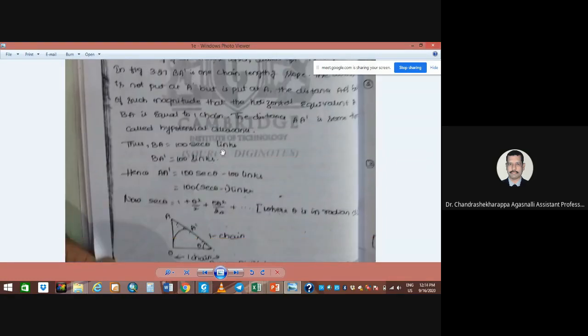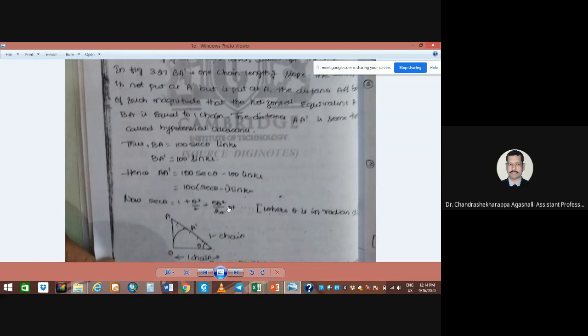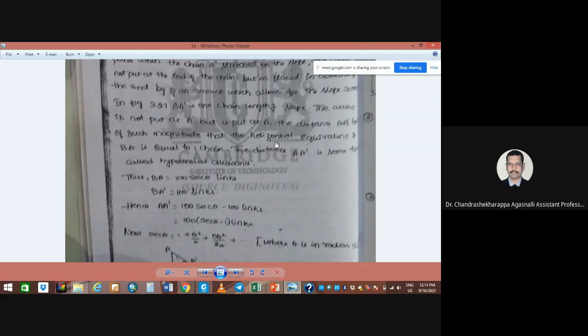So in the final, what we are going to calculate is in this figure. Here we are going to find the distance A and A dash. See here you can see this, right? A and A dash, A and A dash. This is how it is here.